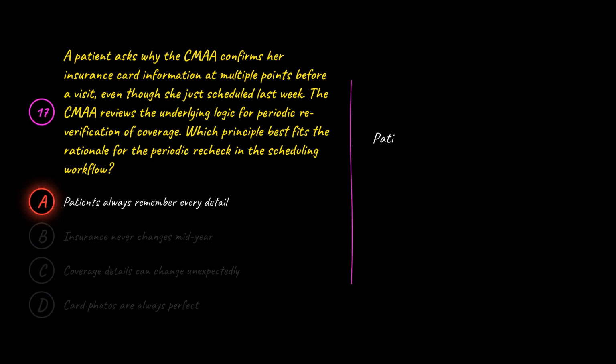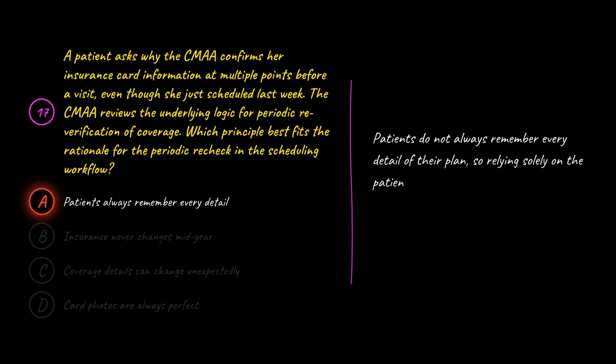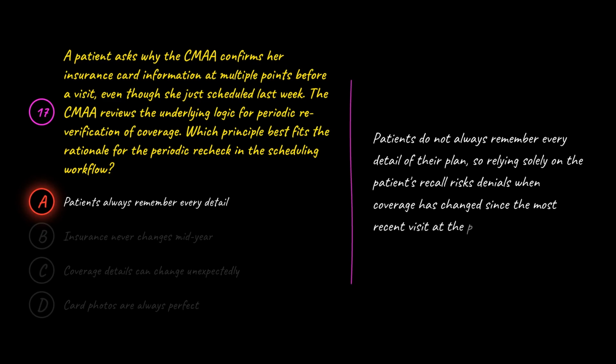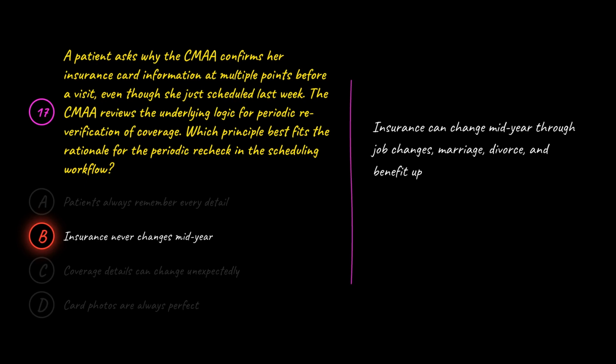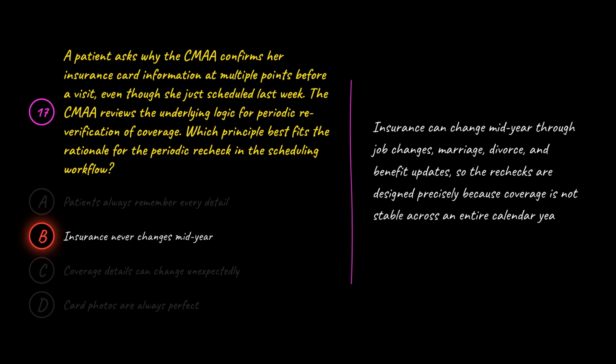A is wrong because patients do not always remember every detail of their plan. So relying solely on the patient's recall risks denials when coverage has changed since the most recent visit at the practice. B is wrong because insurance can change mid-year through job changes, marriage, divorce, and benefit updates. So the rechecks are designed precisely because coverage is not stable across an entire calendar year for many patients.